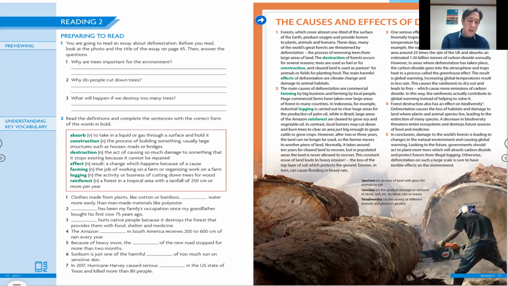All right. Now, before we start, we also need to look at the vocabulary on page 44. There are 8 words: absorb, construction, destruction, effect, farming, logging, rainforest. Sorry, there are just 7 words.